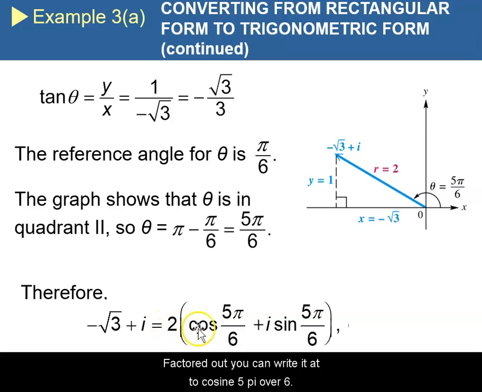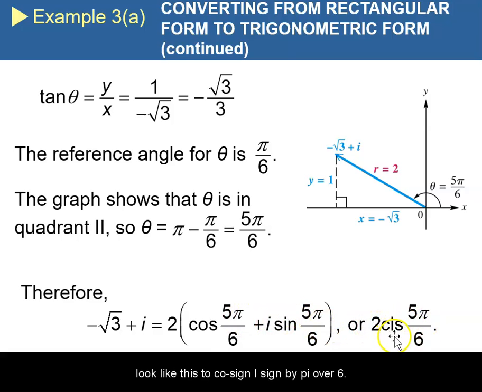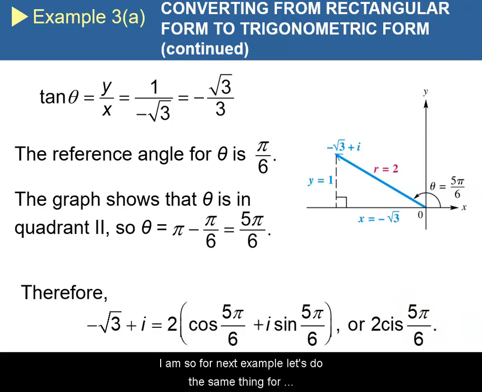You can write it as 2 cosine 5 pi over 6 plus 2i sine 5 pi over 6, and that's fine. But again, since the r is common, you can factor it out, and there's nothing wrong with that as well. Okay. So then we want to write it in the cis notation. It would look like this: 2 cis 5 pi over 6.